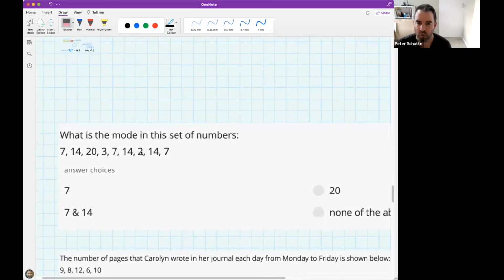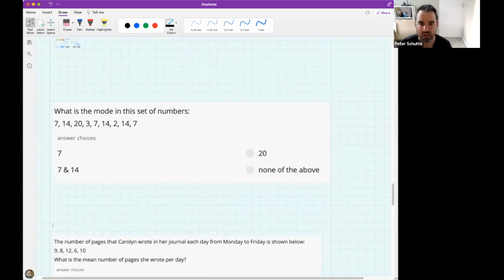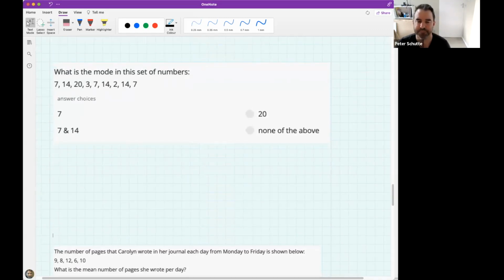What is the mode of this data set over here? And you've got four options. You've got A. Pen is being funny. Let me turn this off and on again. So I'll call that A, B, C, D. Which of the following is the mode of this data set?